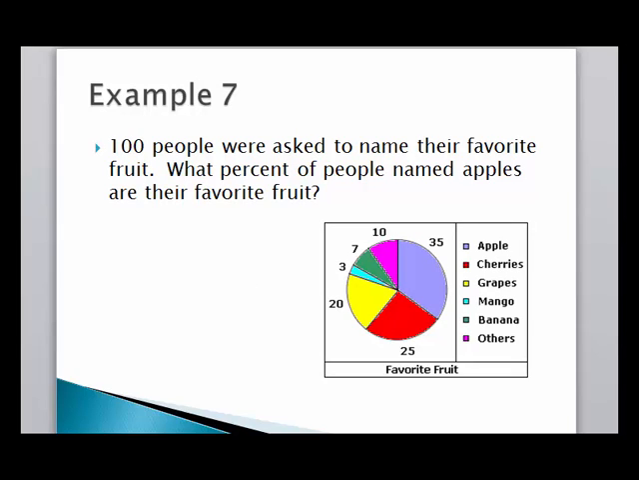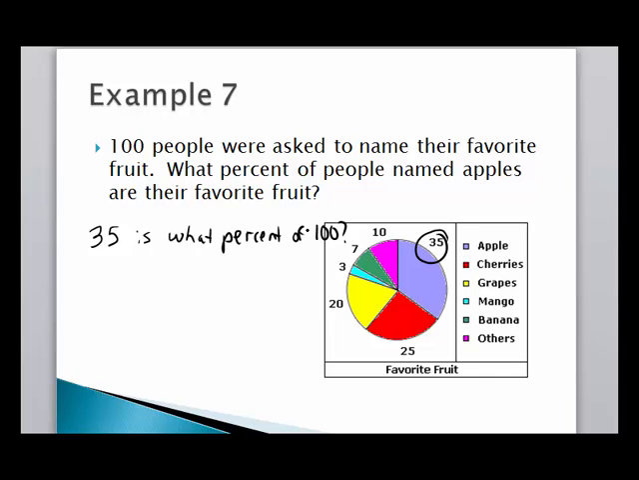Our last example says 100 people were asked to name their favorite fruit. What percent of people named apples as their favorite fruit? So if we look at our chart, we can see that the apple corresponds to the light purple, and we see that the number that we're looking at is 35 for the apples. So we need to know the percentage. We need to know the answer to this question. 35 is what percent of 100?